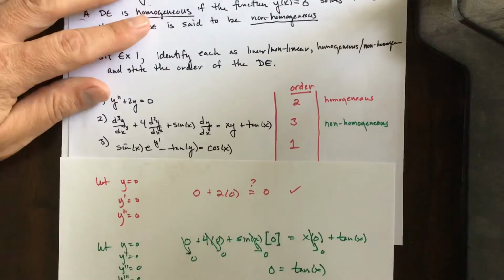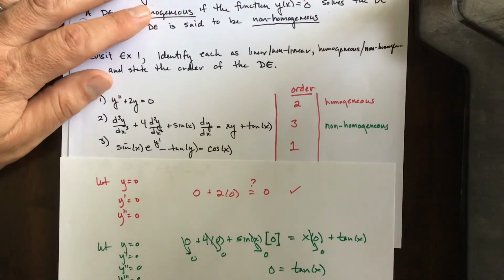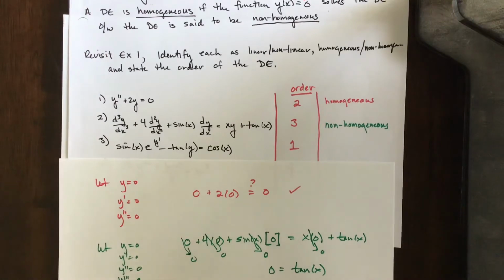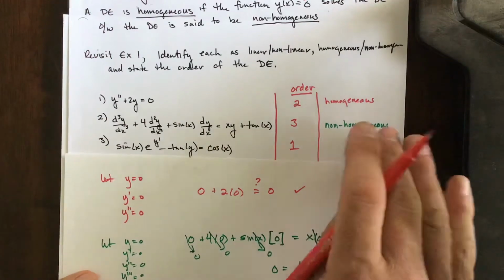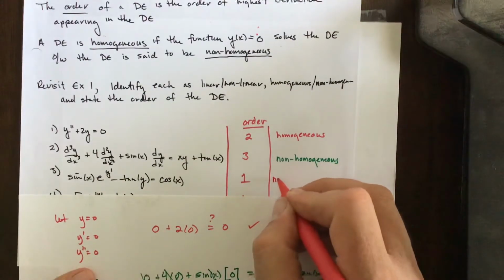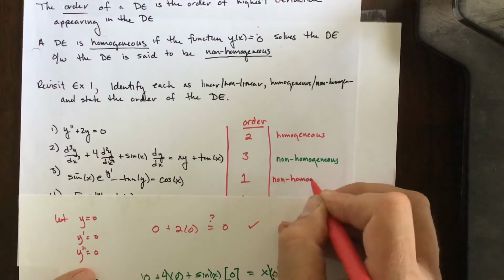So we can kind of go through things maybe a little bit faster, okay? For equation 3, go back to red, we get the sine of x times e raised to y prime. Well, if y is 0, then y prime is 0, so that's e to the 0, that's 1, so that's sine x, minus the tangent of 0, that's 0, equals the cosine of x. Does sine x equal cosine x? That's no. So this is non-homogeneous.